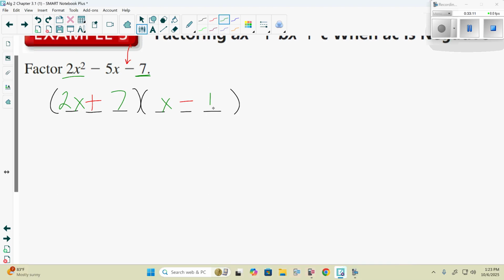So let's check this here. 2x times x is still 2x squared. 7 times negative 1, lo and behold, is negative 7. 2x times negative 1 is negative 2x. 7 times x is plus 7x. So we have negative 2x plus 7x, negative 2 plus 7. 7 minus 2 is positive 5x, yes? Is that the middle term we wanted? No. Is it the correct number? That's just the wrong sign.